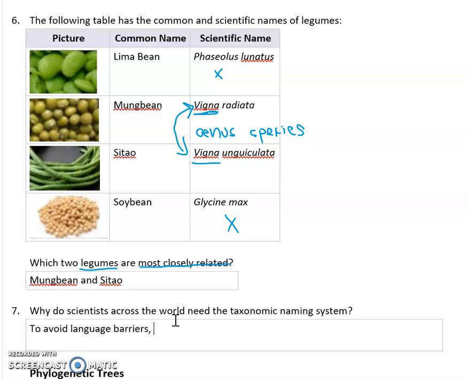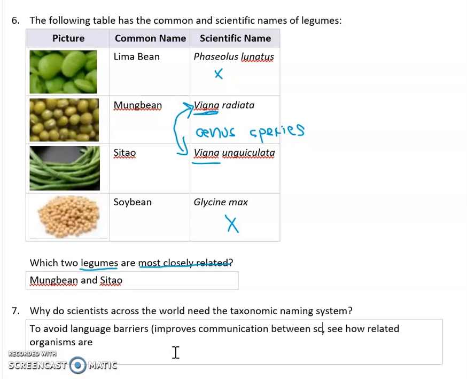Another reason is to see how related organisms are. So these are the two biggest ones. Avoiding the language barriers improves the communication between scientists all over the world.